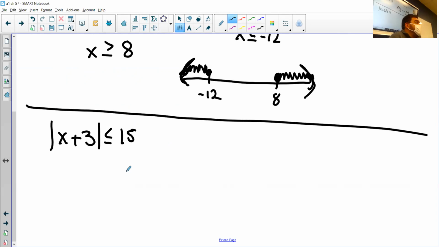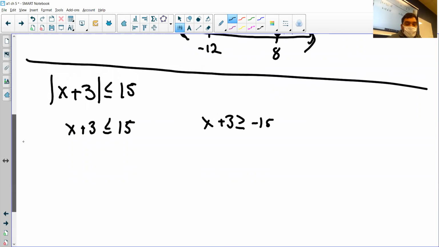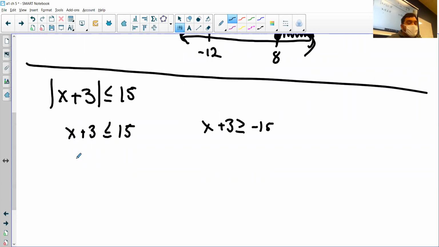Do you have a question, or do you want to set it up for me? Go ahead, Rio. After you said set to the positive and negative, then you just solve it. Yes. So to set it up, it's already isolated. So we have to do the positive and negative version. So x plus 3 is less than or equal to 15. And then x plus 3, this is the inverse, so we have to do greater than or equal to negative 15. Good catch. Minus 3, minus 3.